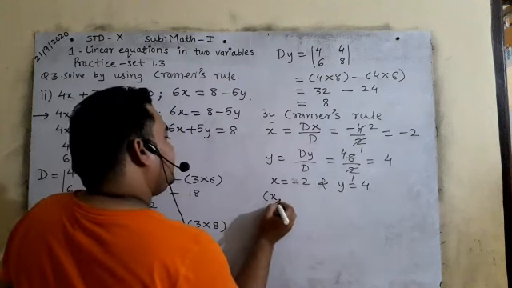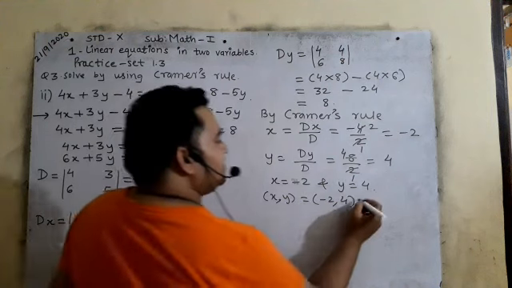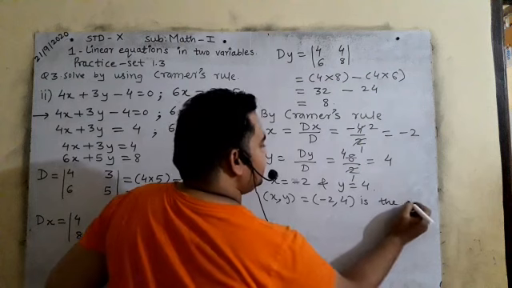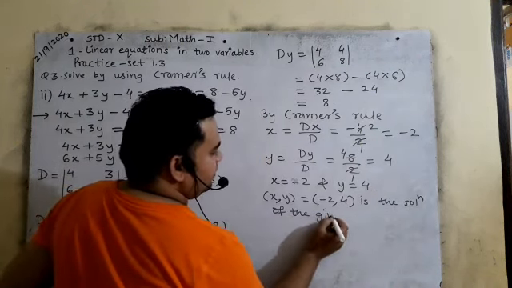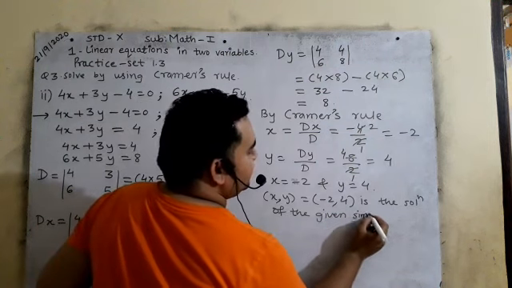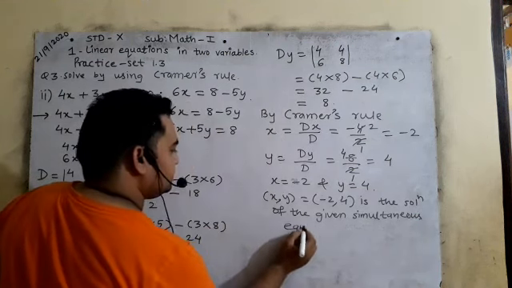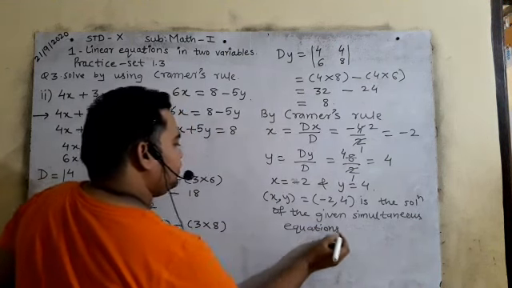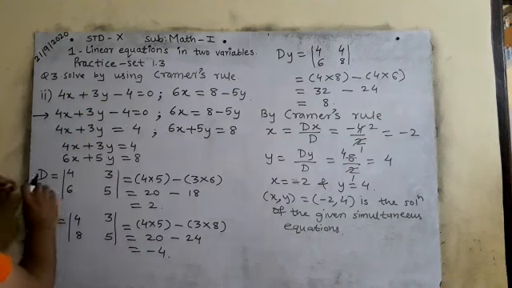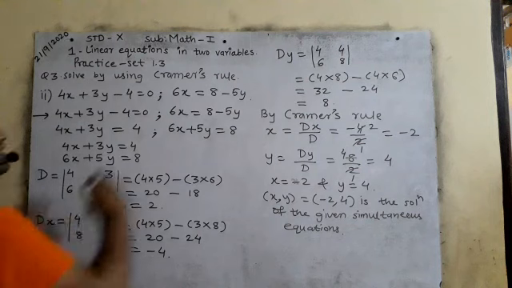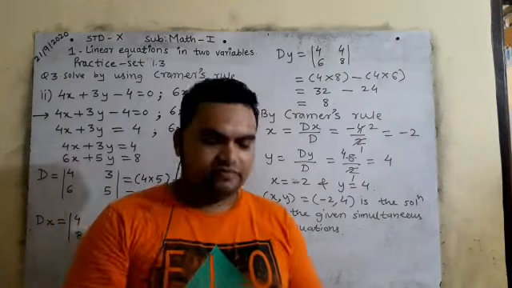So at last you will write x comma y is equal to minus 2 comma 4 is the solution of the given simultaneous equations. I hope you understood how to solve the given simultaneous equation by using Cramer's rule. First we will find d, the determinant, then dx, then dy, then x and y. It is very easy. I hope you understood. Thank you so much.